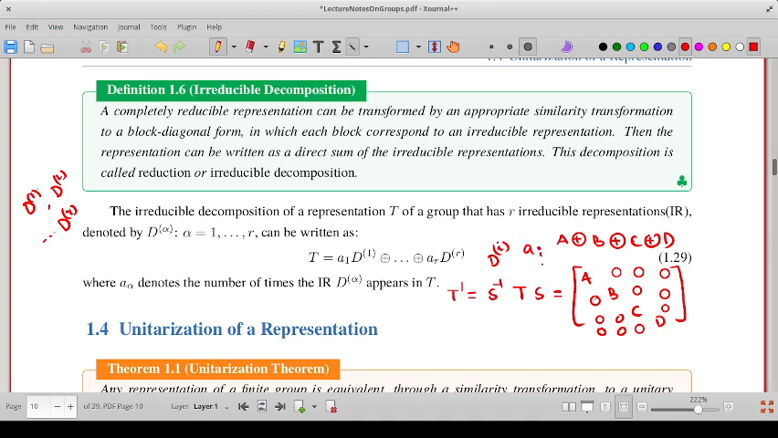So let ai denote the number of times a particular irreducible representation Di of the group appears in the reduction of a representation T. So we have a representation T of the group, and we consider a complete reduction of that representation. And in that reduction, if the irreducible representation Di appears ai times, then the transformed representation can be written as the direct sum of, say, suppose D1 appears twice, say A and C are D1, so we may write it as D1 direct sum, say B is D2. So as I said, C is D1 again, say D is D3.